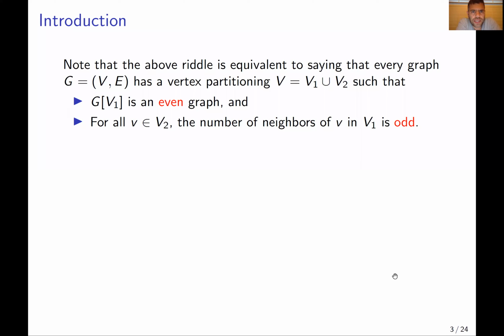So, a nice observation is that the above riddle is equivalent in terms of graph theory. It's equivalent to the following problem. You want to show that for every graph, we can find a vertex partitioning into two sets, such that the induced graph on the set V1 is an even graph, meaning that all the degrees are even. And for every vertex from the other part, the number of neighbors of this vertex in the even graph is odd. Imagine that we have such a partitioning, then we already have a strategy: just press all the vertices in V1.